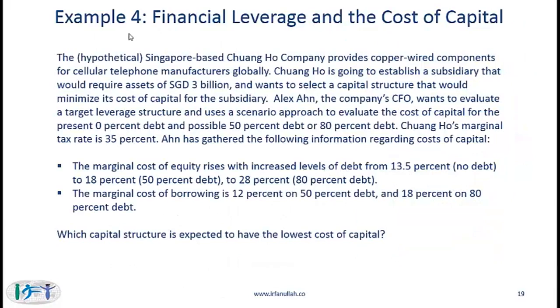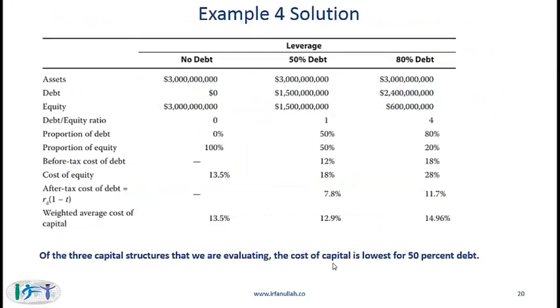Now I want you to quickly try this. Example 4, financial leverage and the cost of capital. So this is a fairly straightforward question. Here is what you should get. All we are doing is we are given different levels of debt and equity. We know the cost of debt, we know the cost of equity. So you use your level 1 knowledge. You come up with the weighted average cost of capital at different levels of debt.